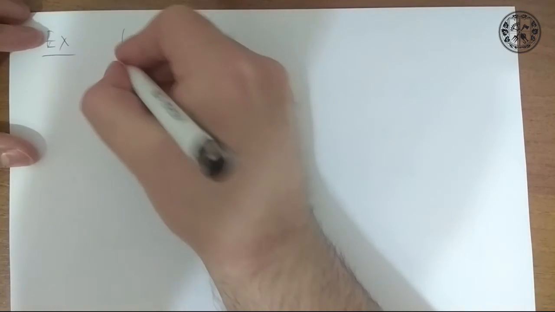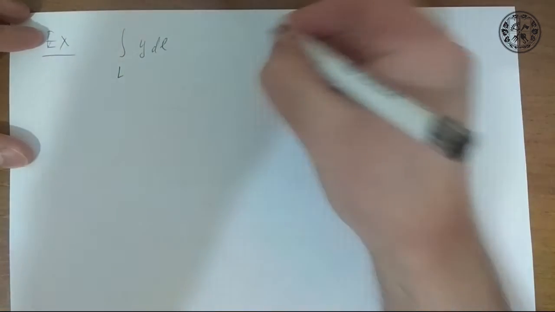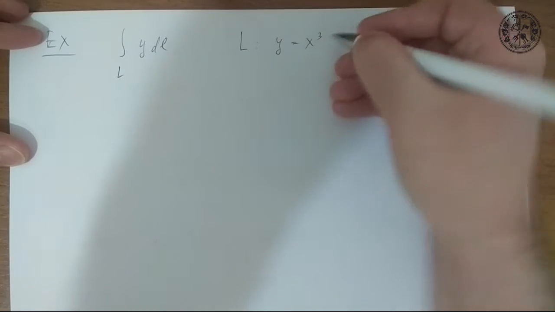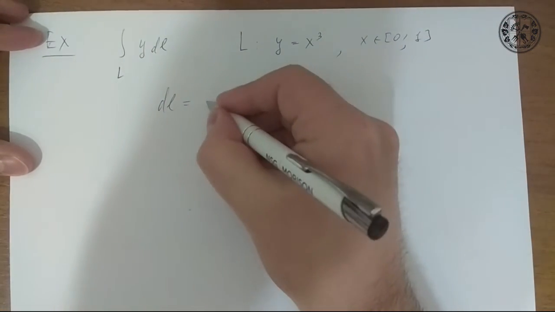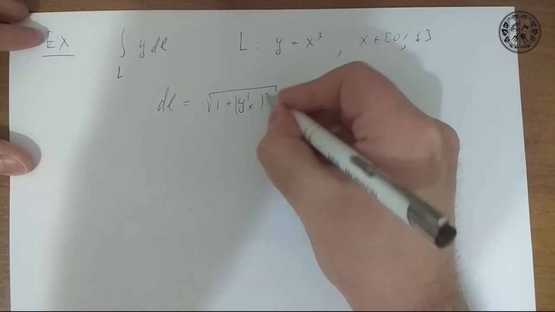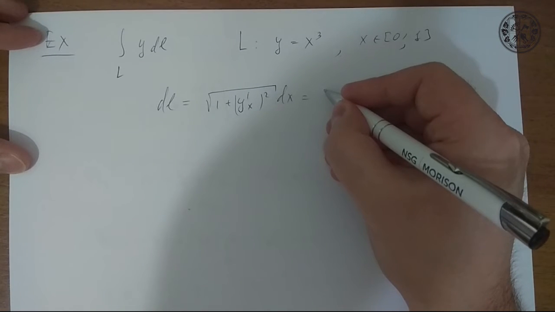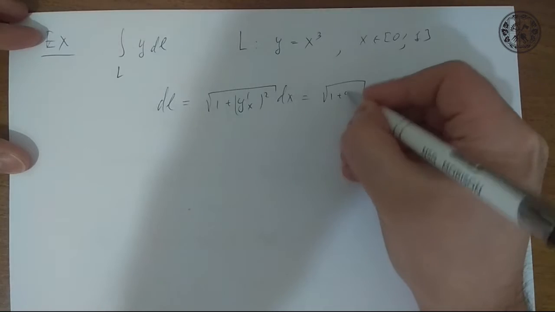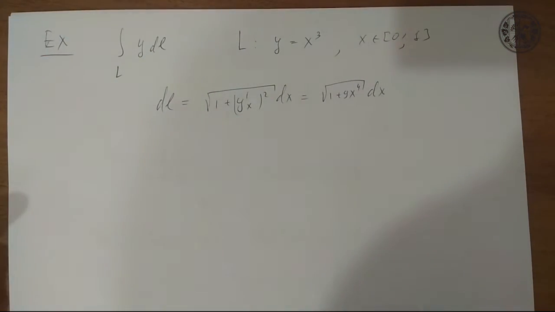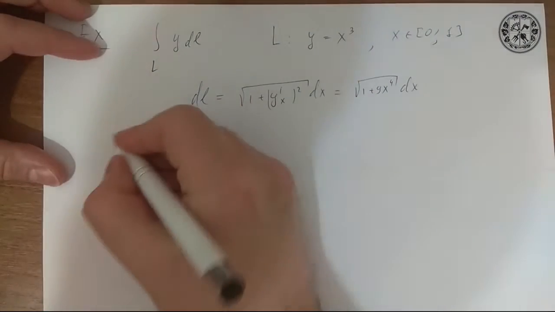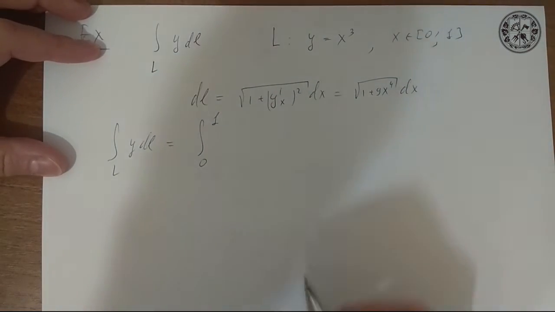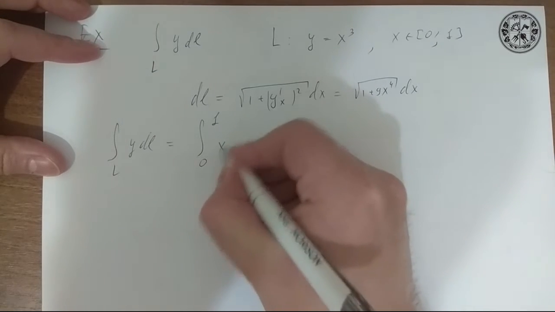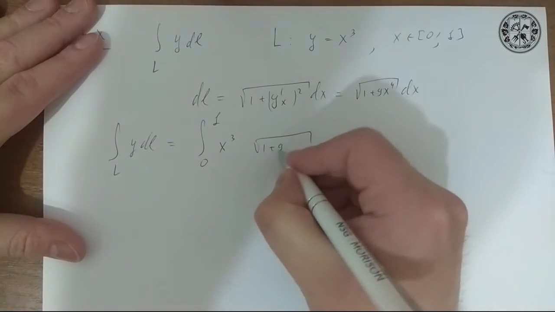Second example, we have the integral over L of y dl, where curve L is specified by the equation y equals x cubed, x is from 0 to 1. Here dl will be calculated as the square root of 1 plus y prime of x squared dx, which is the square root of 1 plus 9x to the power 4 dx. We substitute everything with x, so our integral will be the integral from 0 to 1, because x changes in this interval, of x cubed, since y is x cubed, times the square root of 1 plus 9x to the power 4 dx.